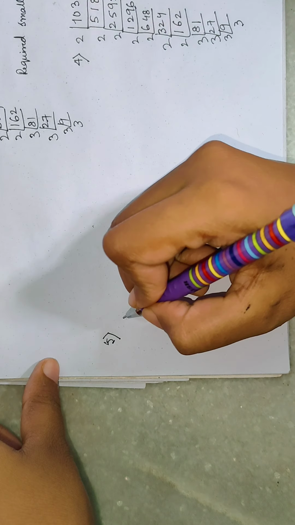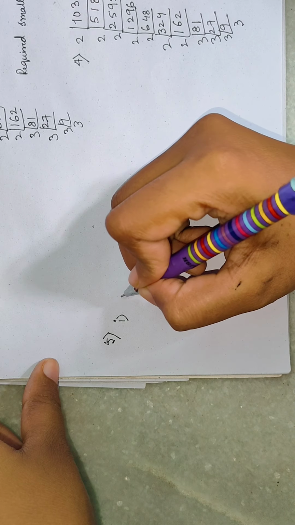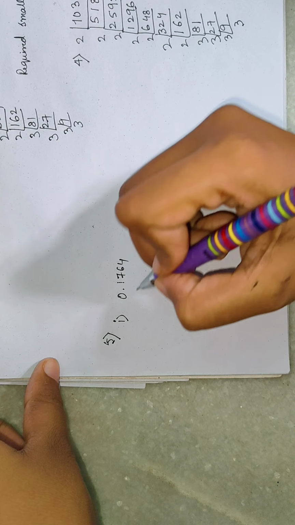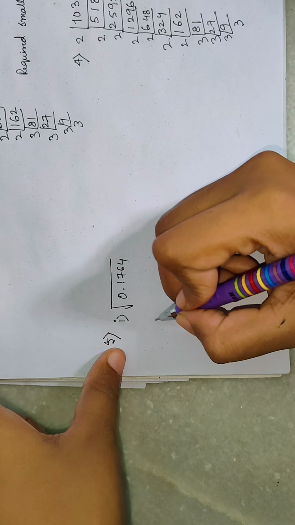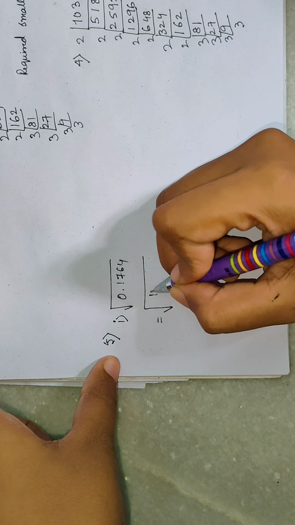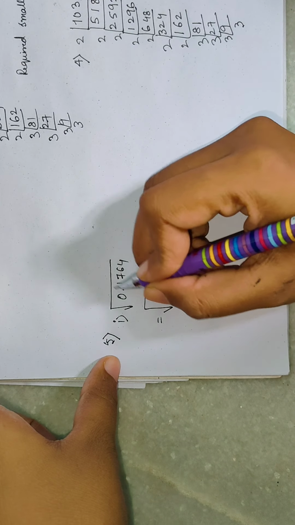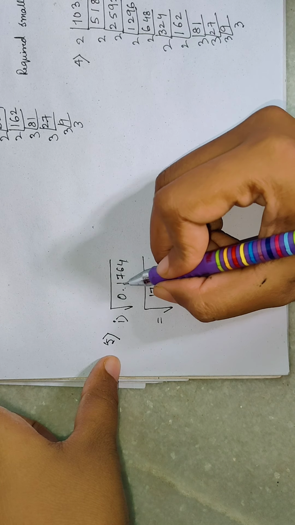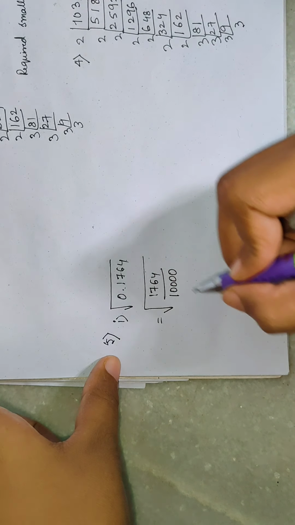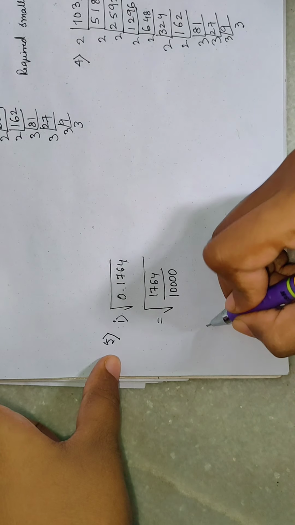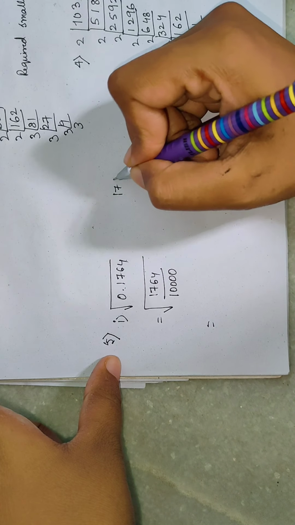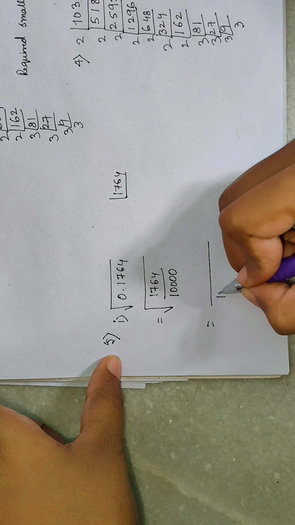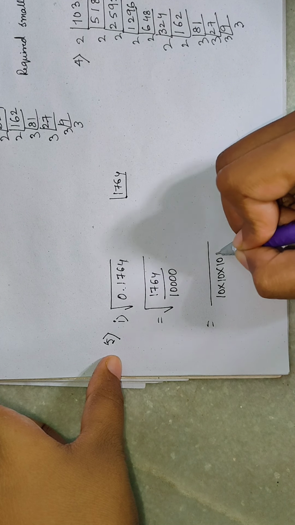Come to number 5. In number 5, I am giving you a hint in each number. You have to solve it yourself. This is the question and you have to find the square root of this number. First you have to remove the decimal. If you remove the decimal, you will get 10^4 at the denominator, because after the decimal there were 4 digits: 1, 2, 3, 4. Now simply prime factorize 1764, and you can write the denominator as 10 into 10 into 10 into 10.